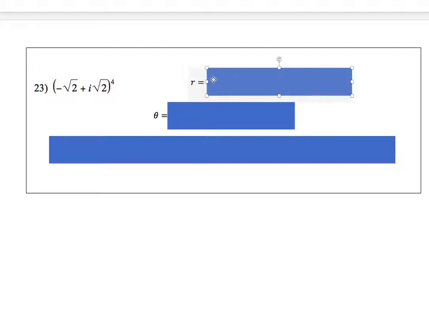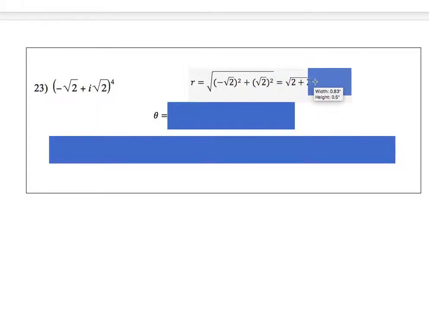For r, we're going to take this negative root 2 and this root 2 here, and we're going to square those terms and take the square root. So this is what we're going to do to set it up. Once you square them, they give you 2 plus 2, which equals the square root of 4, which is just 2. So our r value is 2.